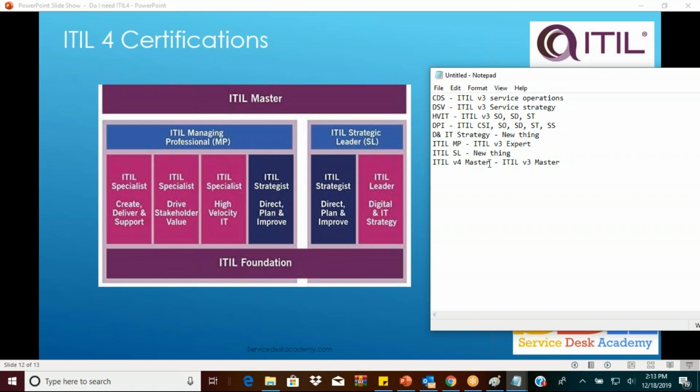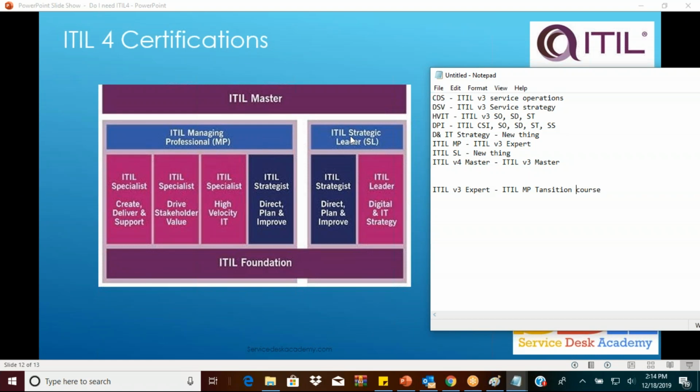Your question was, is there any bridge course from ITIL v3 expert? Absolutely, yes. ITIL v3 experts can do a course called ITIL Managing Professional Transition, the MP Transition course. Through this you will get ITIL MP, that is ITIL Managing Professional, and then you can go ahead for the other certifications.